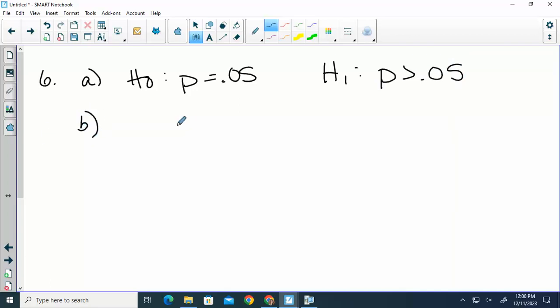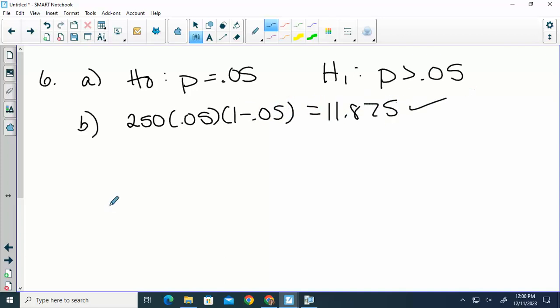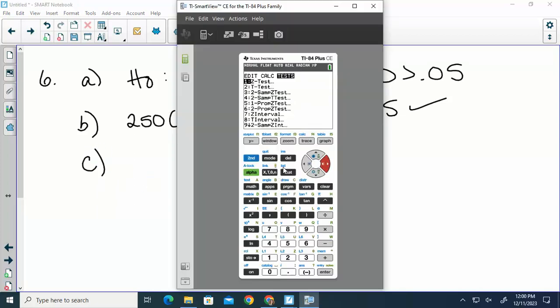So part B, the conditions. If I'm talking about P, we check the N. So we had 250 times P times 1 minus P. We get 11.875, which is bigger than 10, so we're good. Test the hypothesis. So this time we don't have the data.